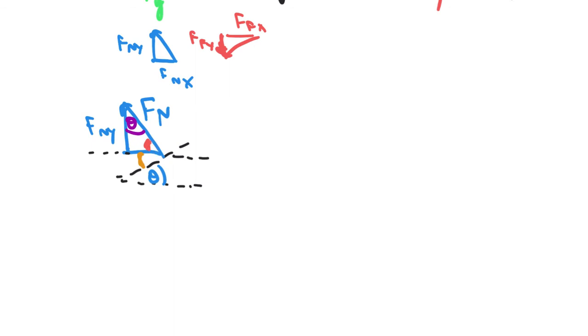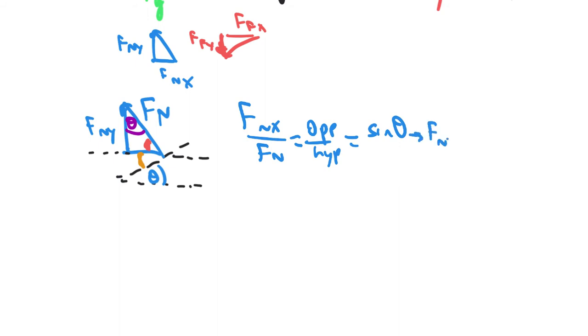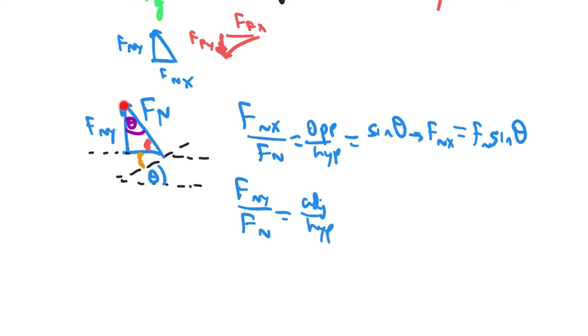So from there, we can say something like FNx over FN is the same as the opposite side over the hypotenuse, which of course is the sine. That tells us that FNx is FN sine theta. And FNy over FN, which is the adjacent side over the hypotenuse, well, that's always the cosine. So FNy is FN cosine theta.